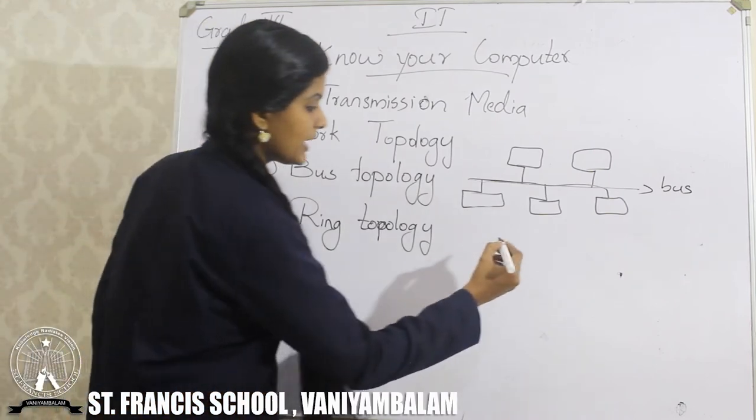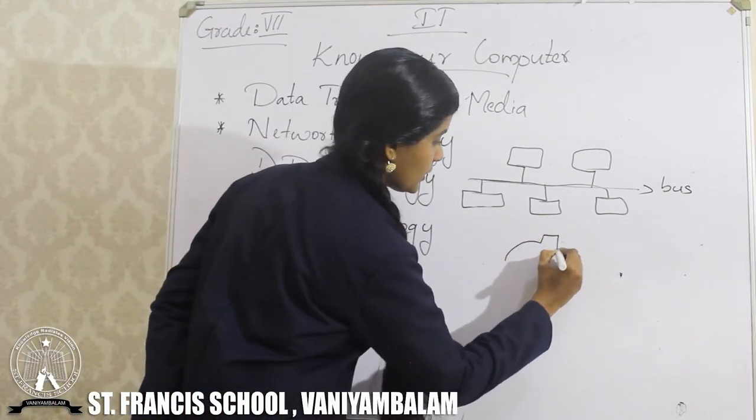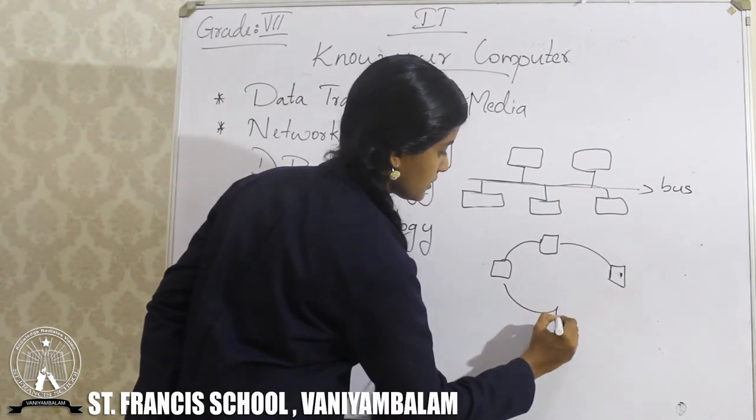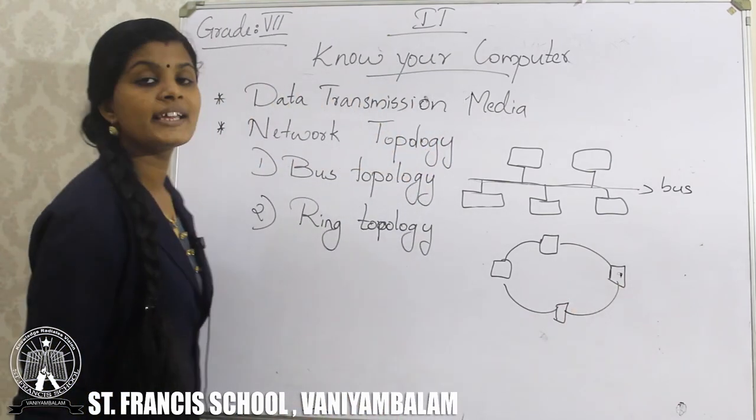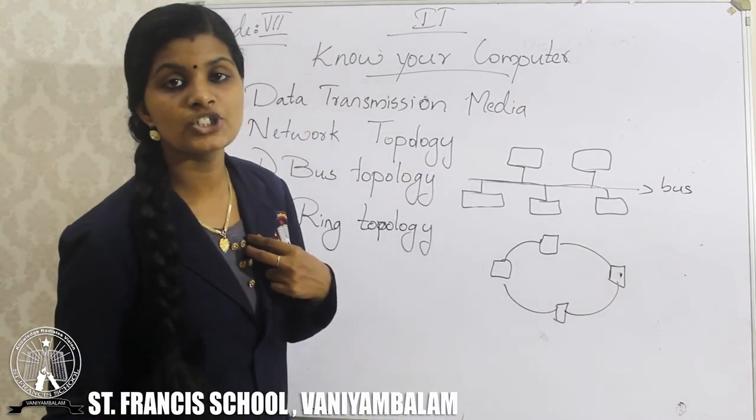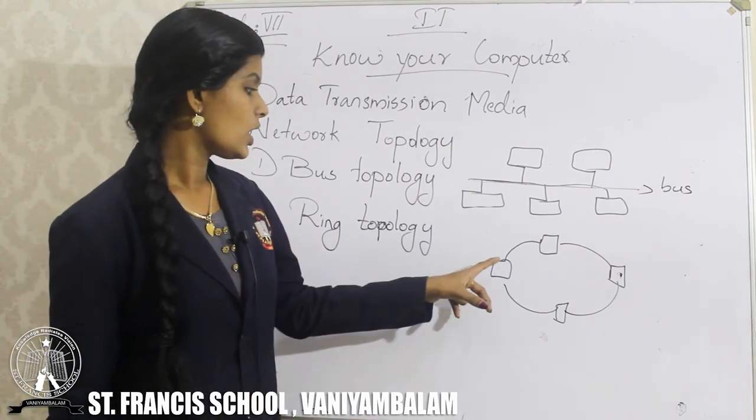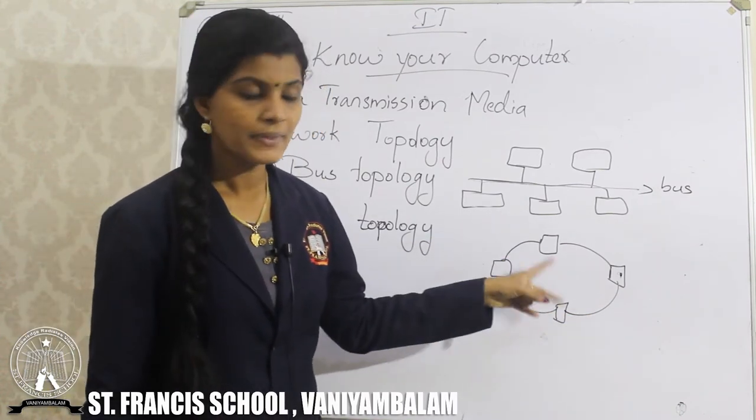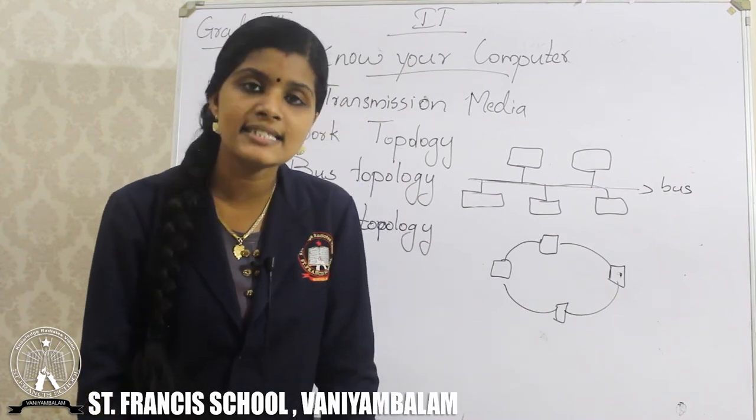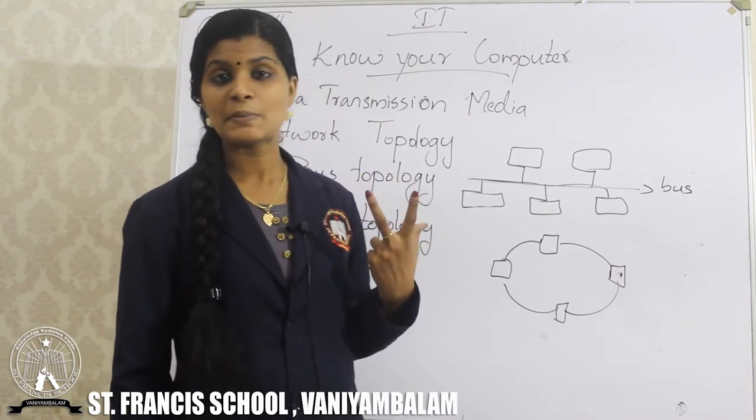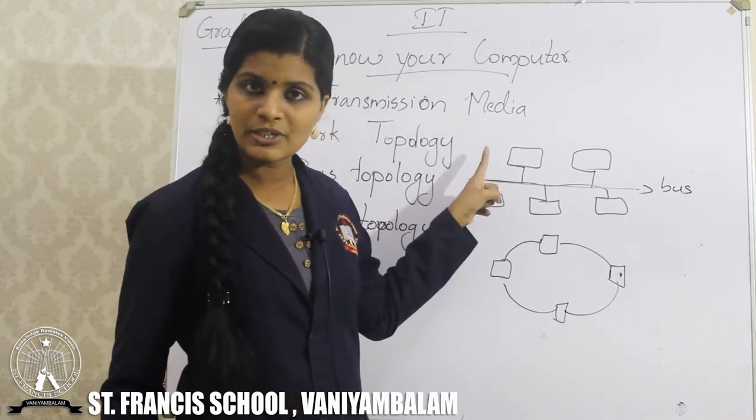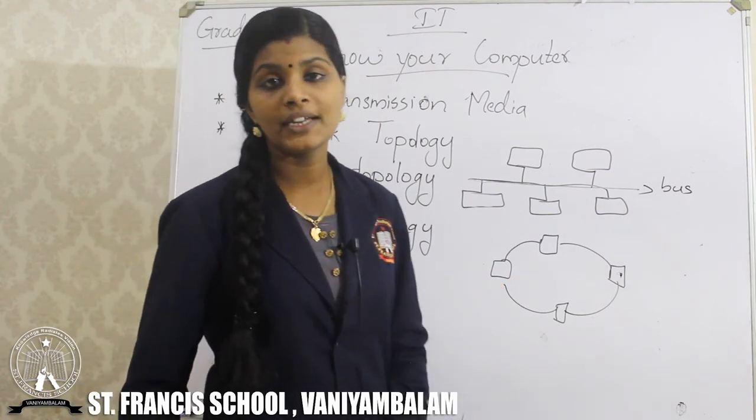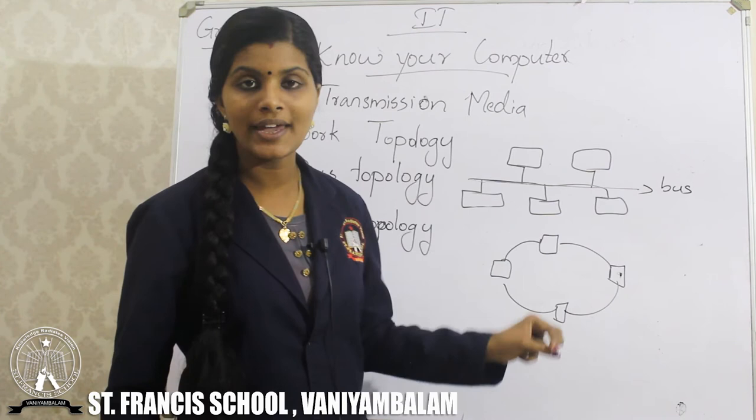Just like the name, it's just like a ring. One computer is here, another computer is there, connected just like a ring. That means it is connected in a circle shape. So you can see here it is bound in a circle, that means in a ring way. It also has some advantages and disadvantages. First we can discuss the advantages. Just like bus topology, less cabling is needed for ring topology, and its installation is very easy.